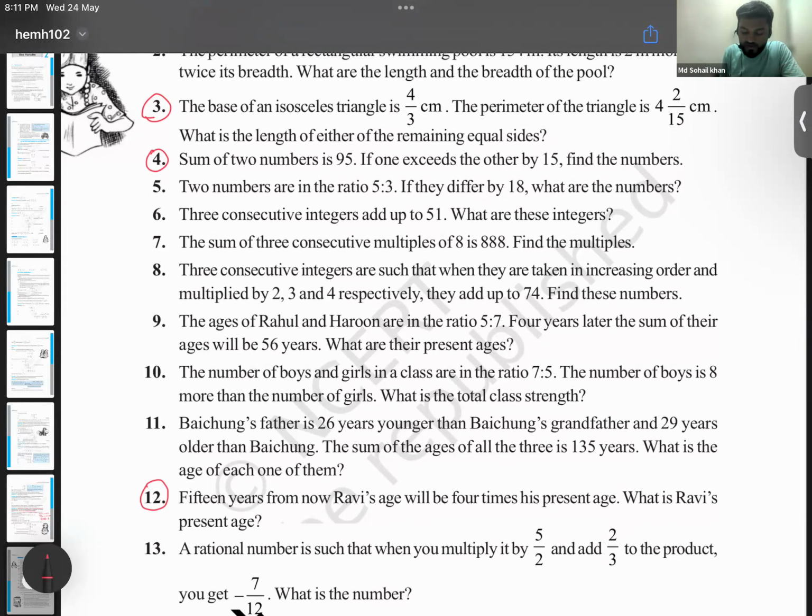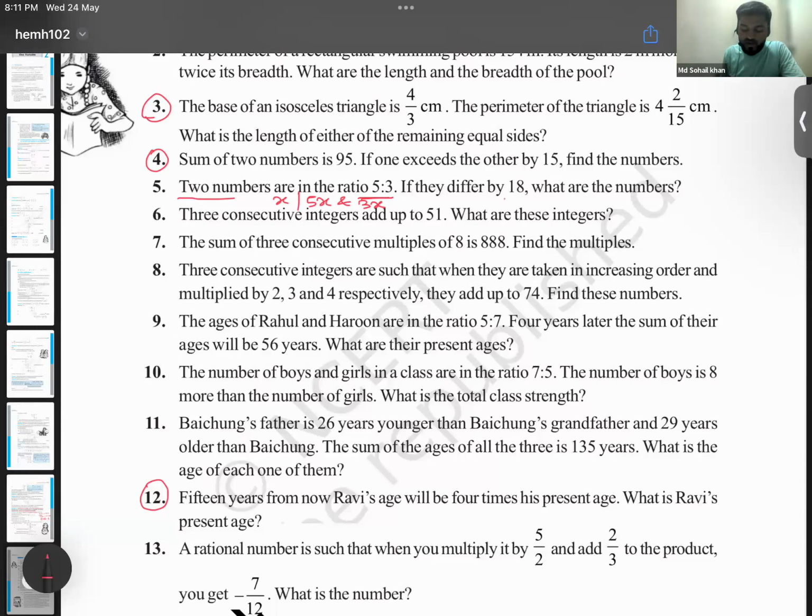See question number 5. In this question, there are two numbers in the ratio of 5:3. You don't know the exact numbers. Their simplest ratio is given here, 5:3. So what we will do, we will assume the ratio to be x. So it will be 5x and 3x. Okay, so our numbers are 5x and 3x.